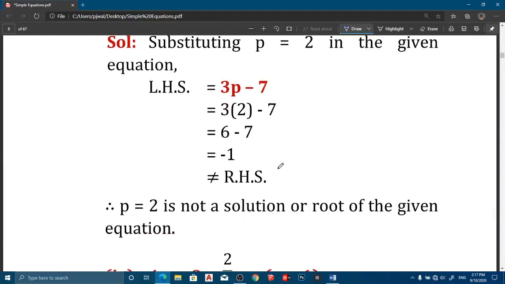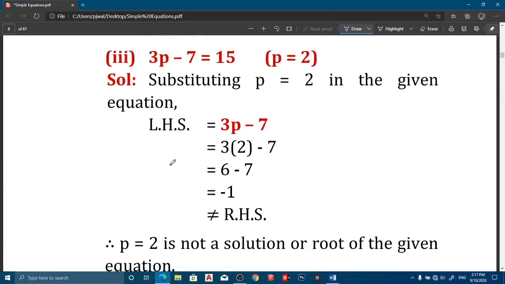3p minus 7 is equal to 15, where p is equal to 2. How to check whether p is equal to 2 is the solution or not? Take the LHS value, which is 3p minus 7. Substitute 2 in place of p here. 3 2s are 6 minus 7. 6 minus 7 is equal to minus 1. It is not equivalent to the RHS value 15. Therefore, p equal to 2 is not a solution or root of the given equation.